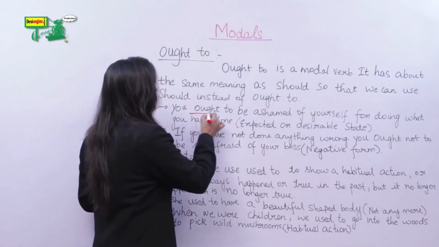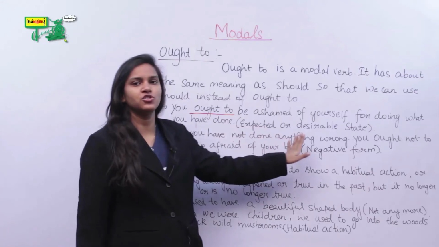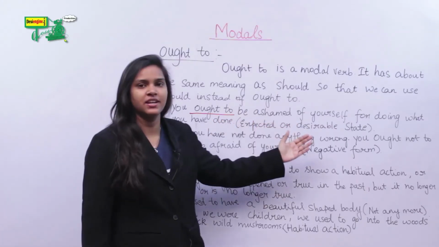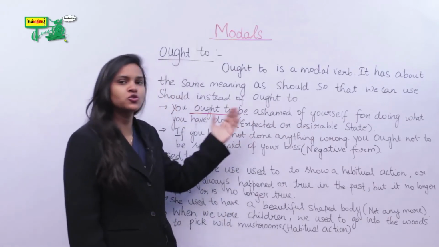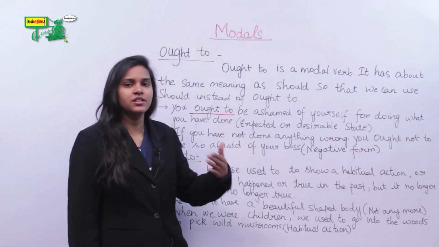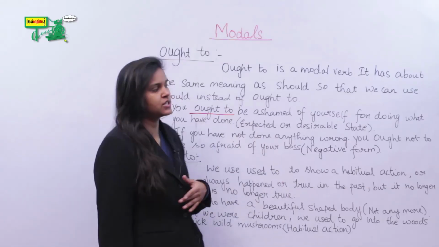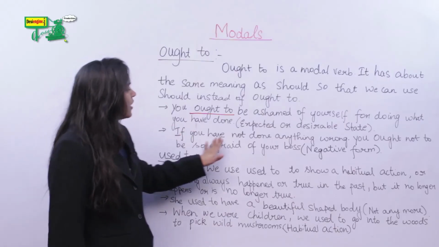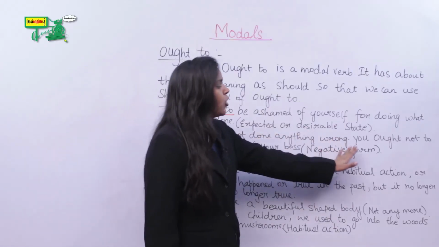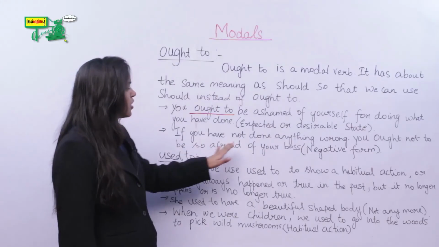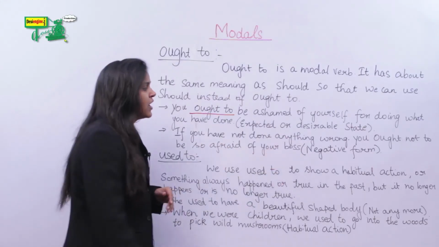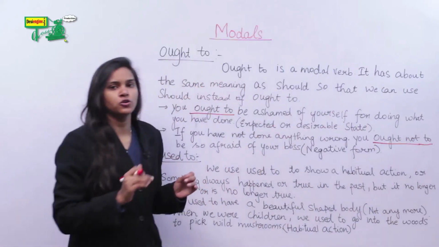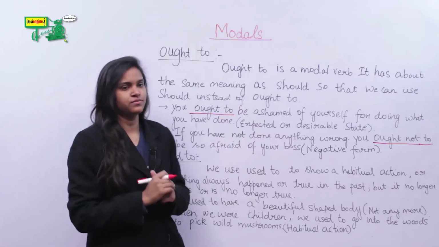Here, ought to performs the function, that is, in this sentence, it shows an expected state or a desirable state, that you ought to be ashamed of yourself. That is, it is expected of you to be ashamed of yourself for what you have done. Next sentence, if you have not done anything wrong, you ought not to be so afraid of your boss. Here, we have used the negative form of ought to, that is, ought not to.